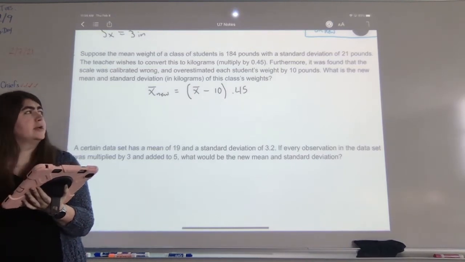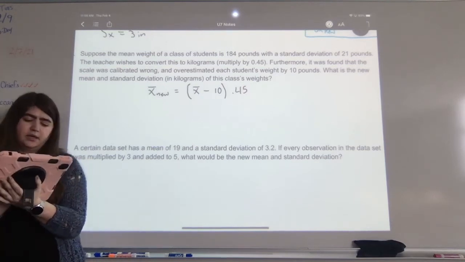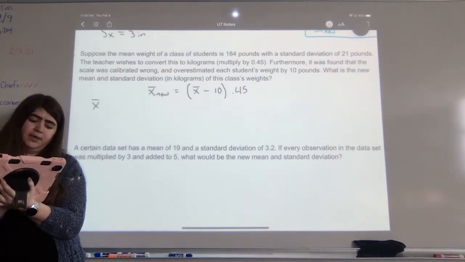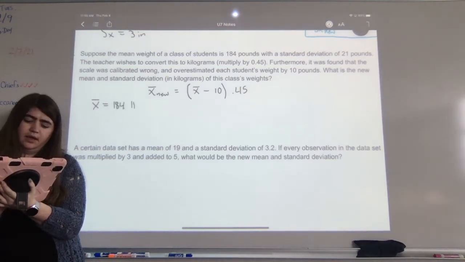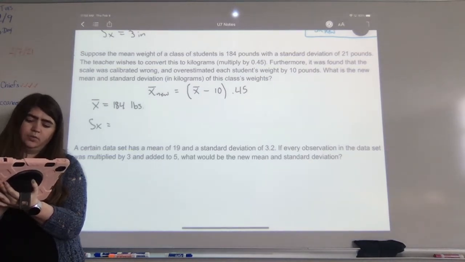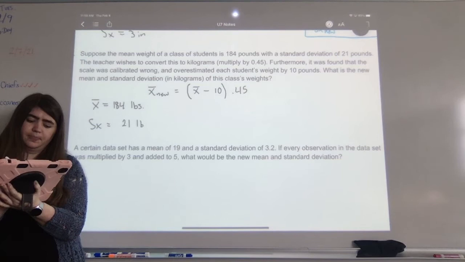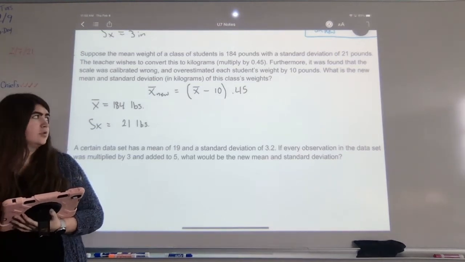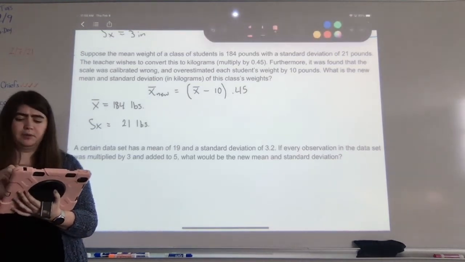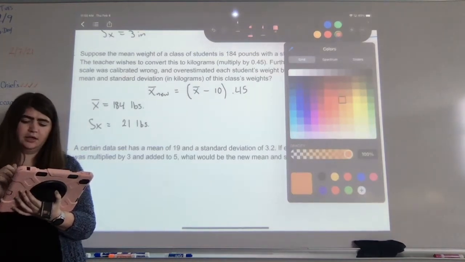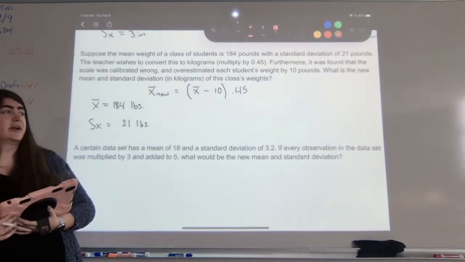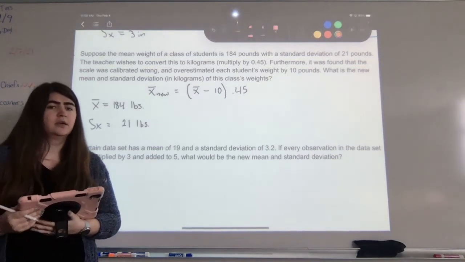We're going to go ahead and record our data. So I have my original mean is 184 pounds, and my original standard deviation was 21 pounds. Before we do our multiplication, we're going to start with our addition or our subtraction. We're adding negative 10, or subtracting 10.